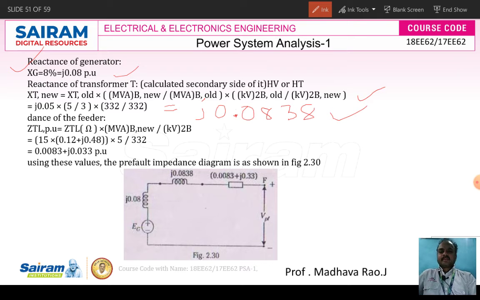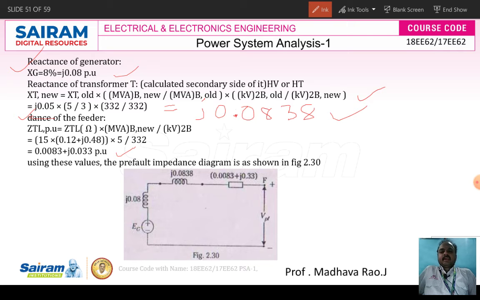Similarly, the impedance of the feeder: Z TL per unit is equal to Z TL in ohms into MVA base new by kV squared base. Substituting all the values, we get 0.0083 plus j0.033 per unit.